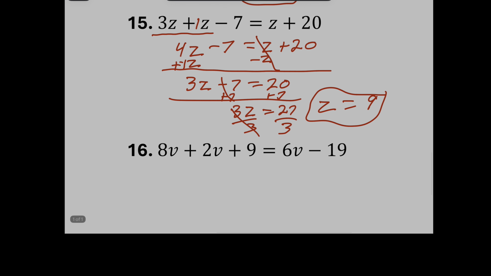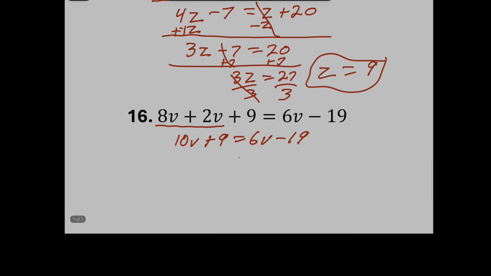Okay? Let's go on to number 16. And look, I have some like terms I can combine. And I'm going to get 10v plus 9 equals 6v minus 19. So what I'm going to do is I'm just going to subtract my 6v. It's going to keep my v's nice and positive, which makes the problem usually a little easier to do. And I'm going to go like this.